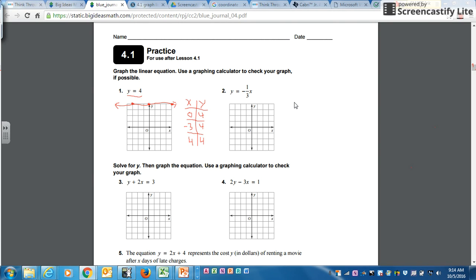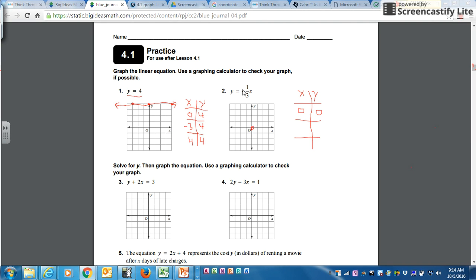Okay, number 2, this one's a little bit more difficult. We have to be a little bit more intentional when we choose our x values because we want to use whole numbers so it's easier to graph. So first things first, there is no b out here. There's no extra number. So it makes it really easy because I know if I choose 0 for x, anything times 0 is 0. So I know (0, 0) is going to go on this graph. So I know it goes through the origin.